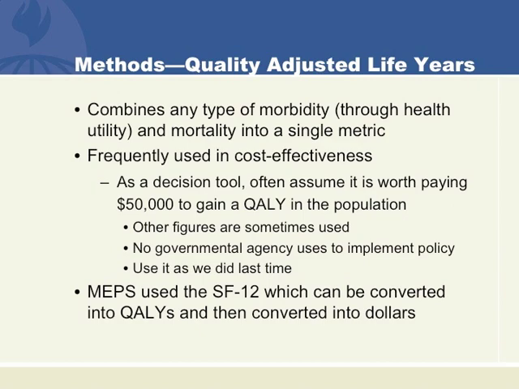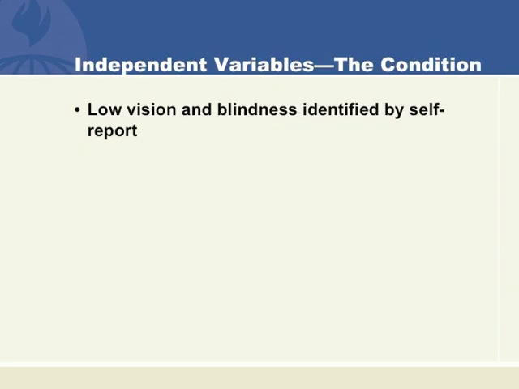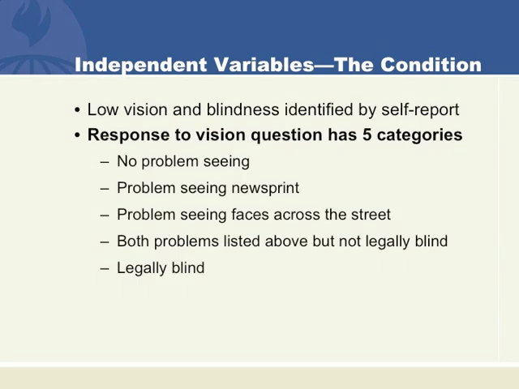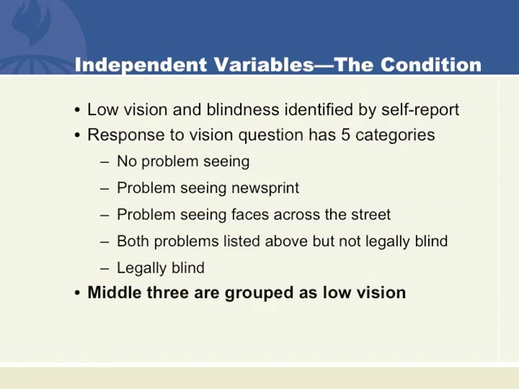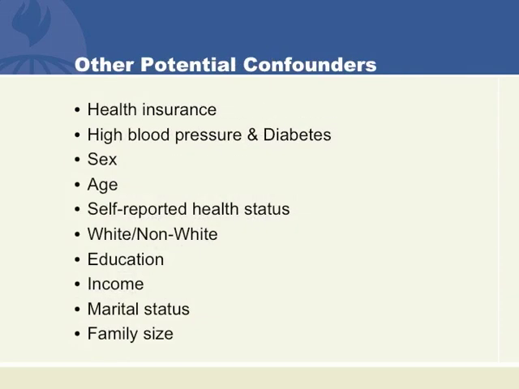Now, the independent variables, the condition itself, low vision and blindness, is identified by self-report. It is a very simple question. It asks people to say, on a scale of no problem seeing to legally blind with three categories in between, where they would rate themselves. And we take the three intermediate categories and group them together as vision impairment. Other potential confounders, so this is the value of doing a multivariable analysis to try to control for other things and make the individuals we're comparing with blindness or visual impairment as comparable as possible to the individuals without. You can see the list of things that we've controlled for.